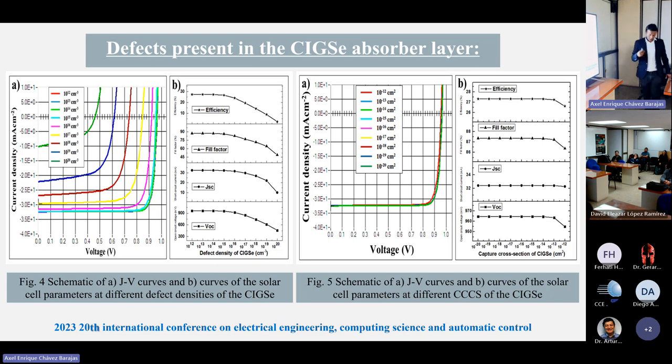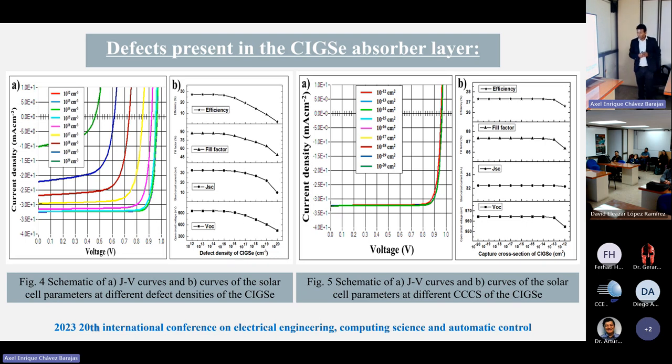So why? Because with the presence of defect density, it can provide an alternative path for the generated charge carriers, and also localized energy states can be found in the valence band. Because of that, the generated carriers can recombine with increasing defect density.